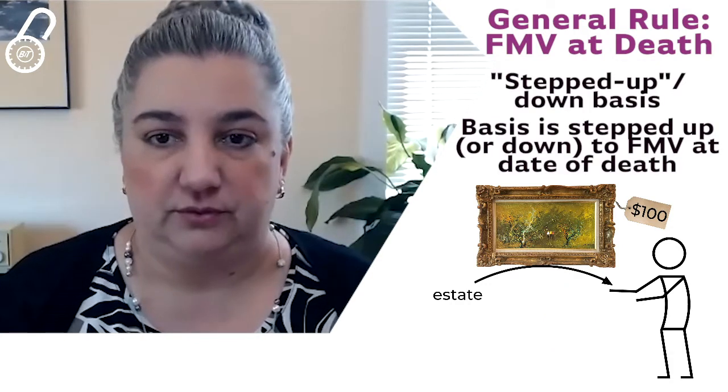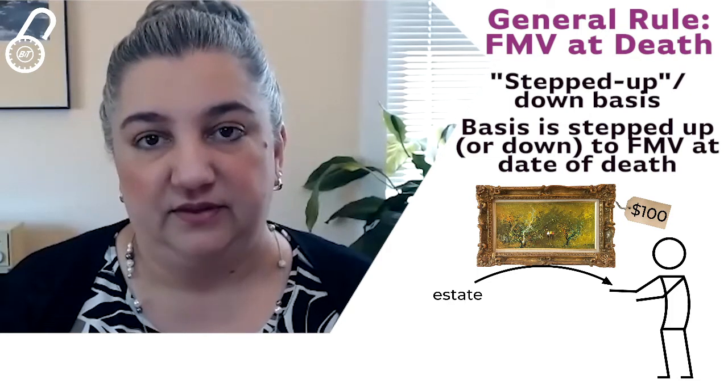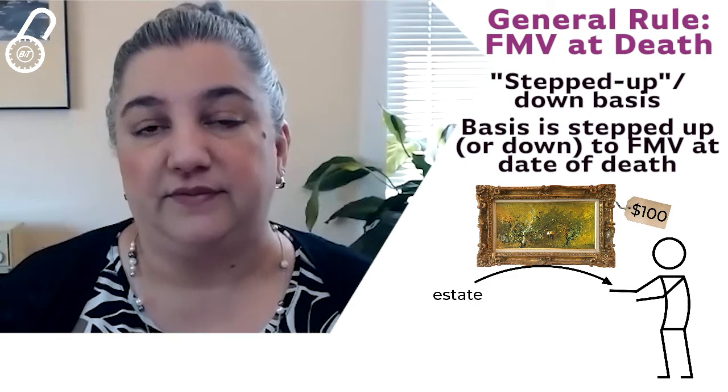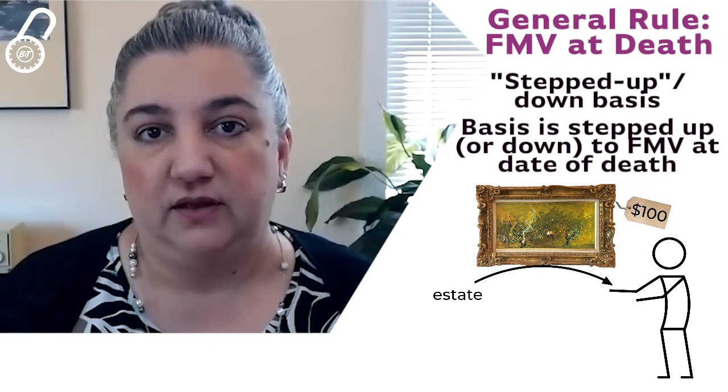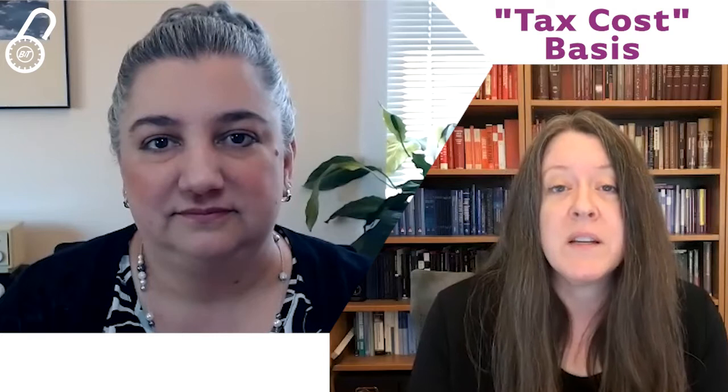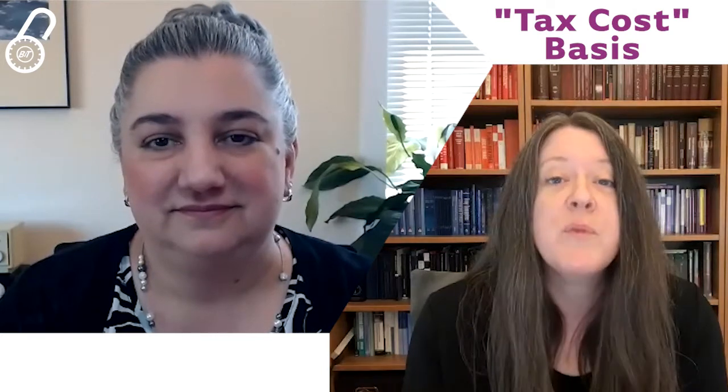There is some pressure to eliminate stepped up basis at death. So it is possible that in the future, the US tax system will have something more similar to the gift basis rules. Cash, pretty simple. Gift, a little more complicated. Bequest, inheritance, maybe a little less complicated in the grand scheme of things. Then we get to this tax cost basis idea, which has a few more wrinkles.